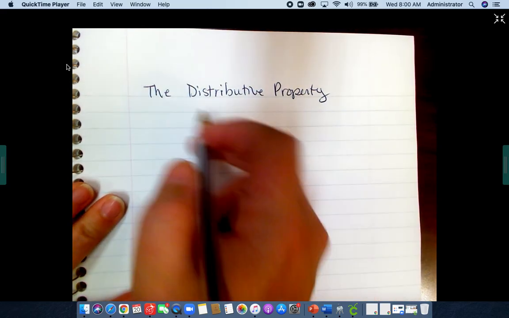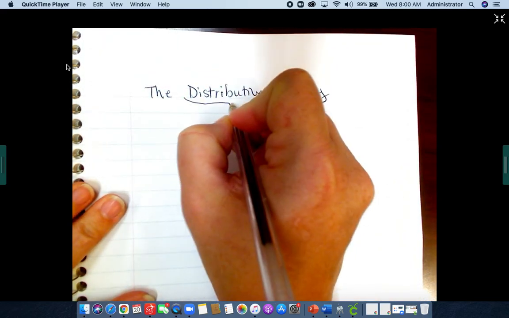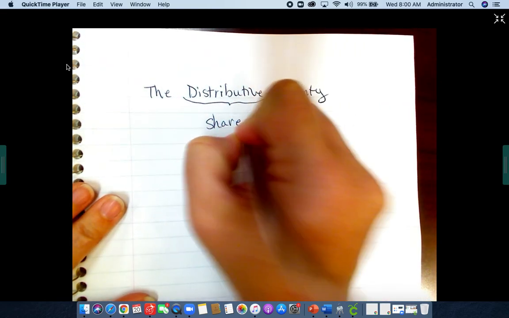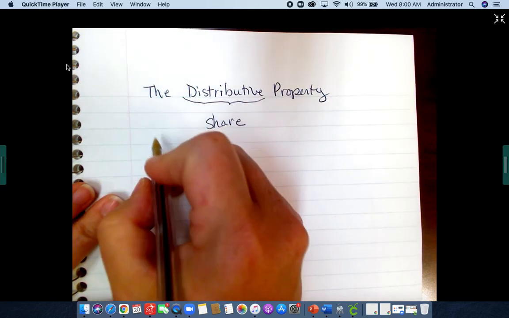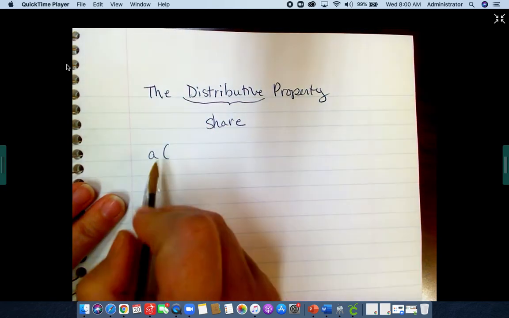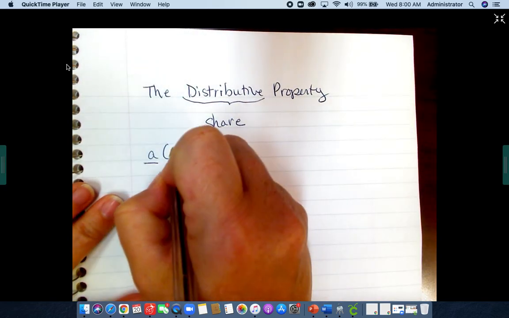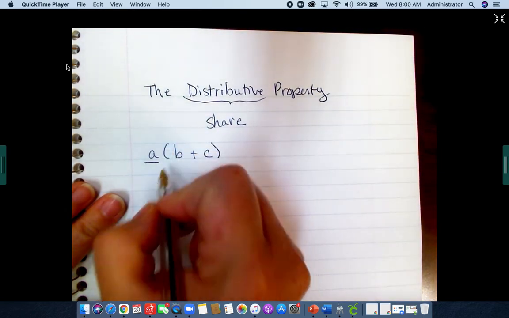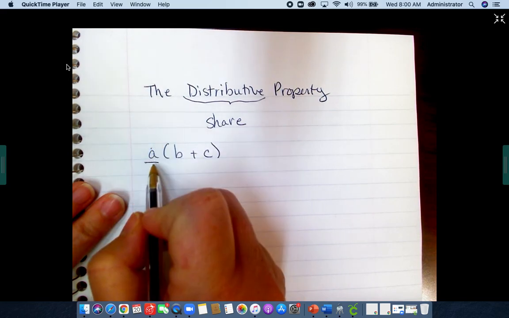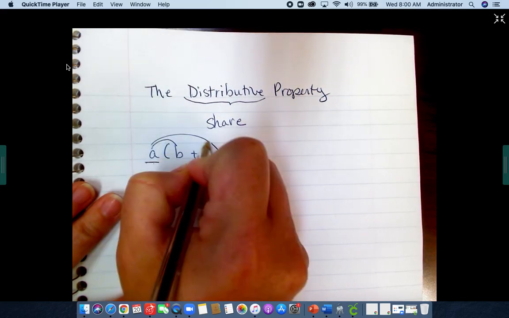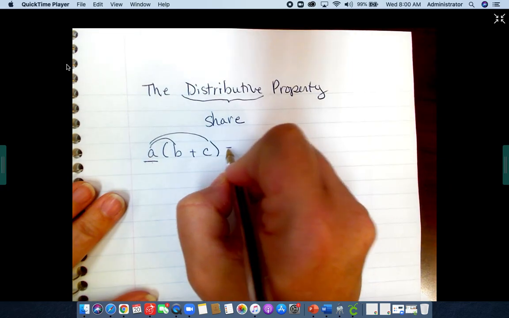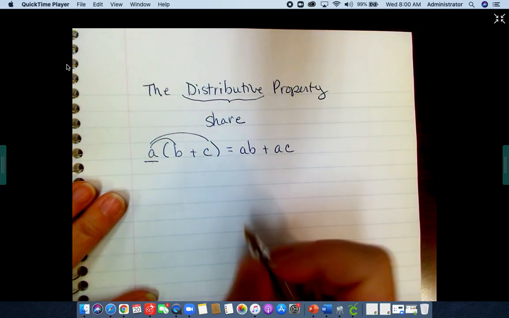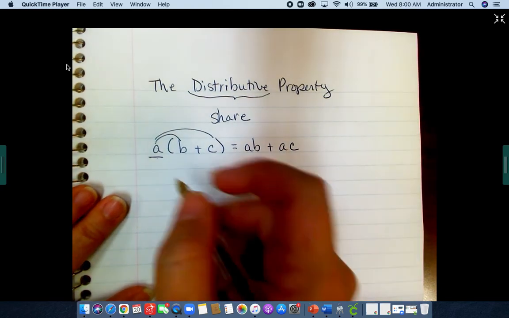So first of all, the distributive property involves distributing. And if you think about what it means to distribute, it means to share. So the property basically states that if you multiply a monomial A times anything in parentheses, you are ultimately going to share the multiplication of this A with each term in parentheses. So this would result in AB plus AC. So that's in general what it is saying.